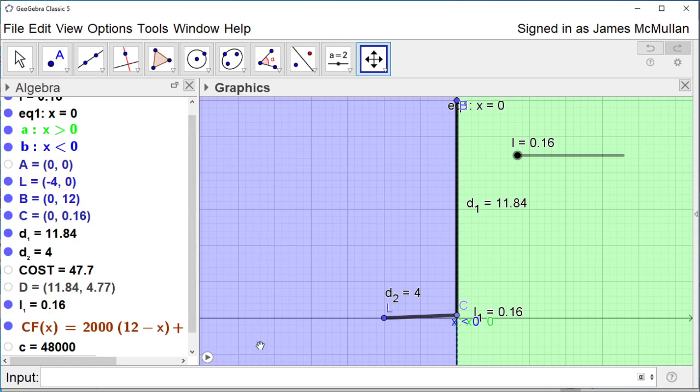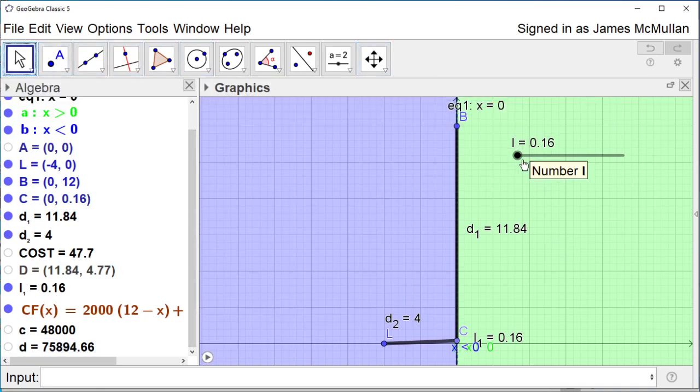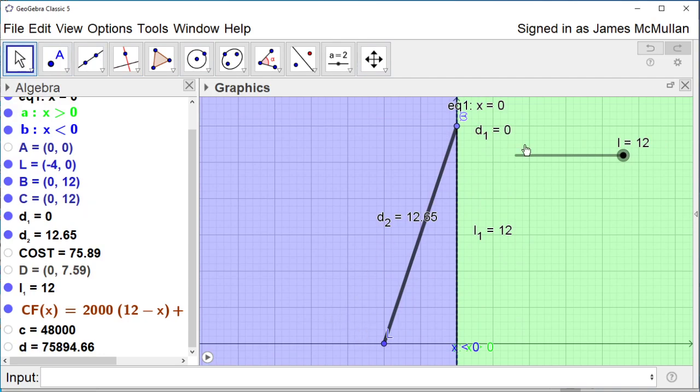CF of 12 would be, what if I just run it all the way through the water completely? I would take 12 squared plus 4 squared and then square root it. That would be your distance. It's 12.65. You multiply that by 6,000 because it's all in the water, and you find that the cost of running it there would be 75,894. So running it all the way through the water is not a good option. It's much more expensive.